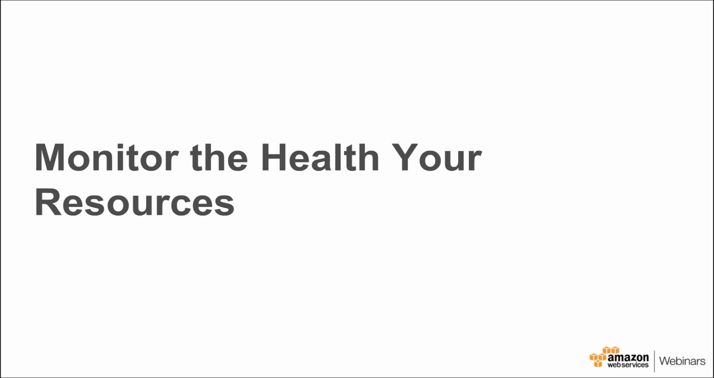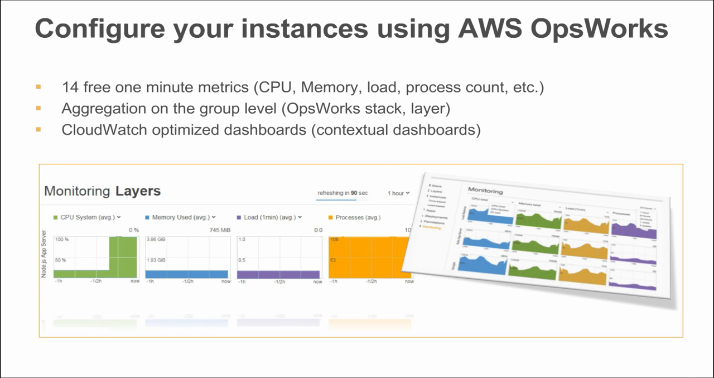Another thing that OpsWorks helps you do is monitor the health of your resources. We talked about how you have stacks and layers, and those are logical wrappers to your underlying resources, to your application tiers. So we aggregate that sort of information and let you view it through our console. And what you get here is aggregated views on the layer or stack level, which is quite different than looking at individual resources.